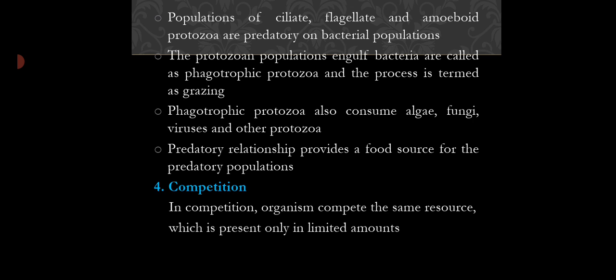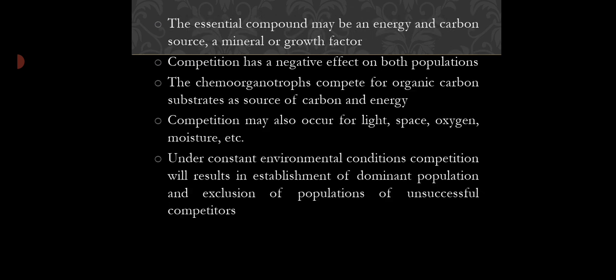The next one is competition. In competition, the organisms compete for the same resources, which are found in limited supply. The essential compound may be an energy source, carbon source, mineral, or growth factor. The competition has a negative effect on both populations, but in the end only one population is established there. The chemoorganotrophs compete for organic carbon substrates as sources of carbon and energy. The competition may also occur for light, space, oxygen, and moisture in addition to the nutrients.